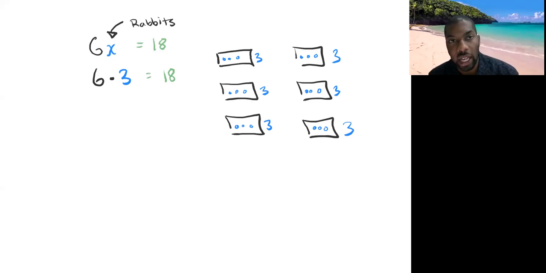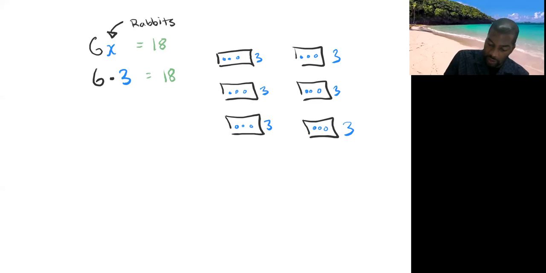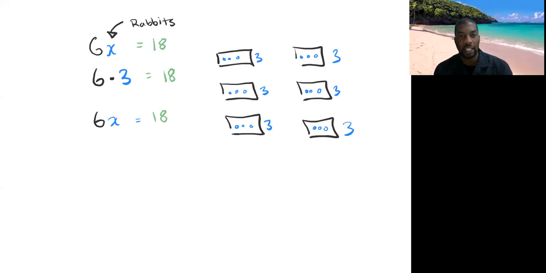Now, how can we do that using algebra? Well, it's simple. It's quite literally the same thing. We do 6 multiplied by x equals 18. And since I know that this is multiplication, what I can do is the opposite of multiplication. And what's the opposite of multiplication? It is division. And here's how we can represent division in 2 ways.